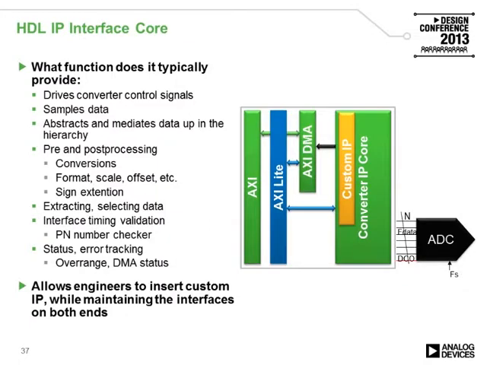ADI provided HDL IP blocks typically provide the following functions. They drive converter control signals in accordance with datasheet, interface and timing requirements. They sample data, abstract and mediate them up in the hierarchy. They take over converter typical pre- and post-processing tasks such as data and format conversions, applying scales and offsets or doing sign extensions. In a multi-channel converter, they allow extracting or selecting parts of the data. They provide interface timing validation using test modes and pseudo-number checkers. They provide status and error tracking such as overrange, DMA status, overflow and underrun. Last but not least, they allow engineers to insert custom IP while maintaining the interfaces on both ends.